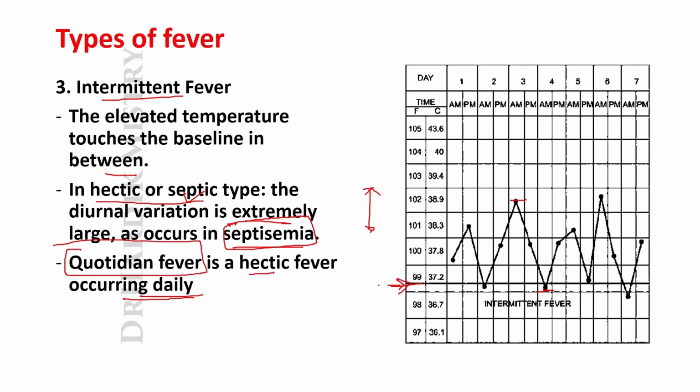One thing we have to note: in the intermittent fever, the body temperature touches the baseline, but in case of remittent as well as continuous fever, body temperature is not going to touch the baseline, or normal body temperature is not going to be achieved in between the peak and bottom levels of the body temperature of the fever.